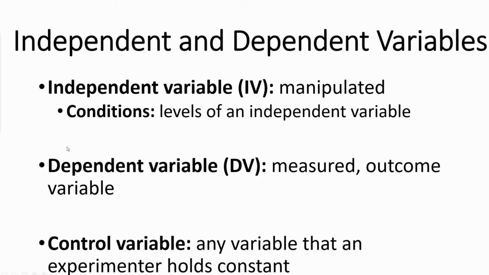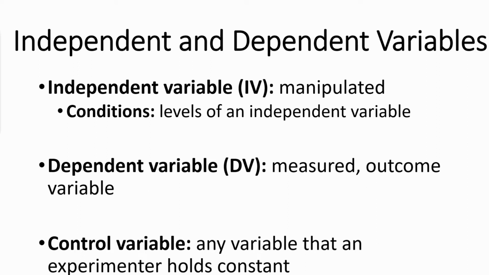Now, we can also have our dependent variable, or DV, and this is our measured or outcome variable. The way I always remember the difference between these, I don't know if I've said this before, is that the dependent variable will change depending on our manipulation of the independent variable. So I always remember that the dependent variable depends on other factors. You might also see people talking about a control variable, and a control variable would be any variable that an experimenter holds constant.